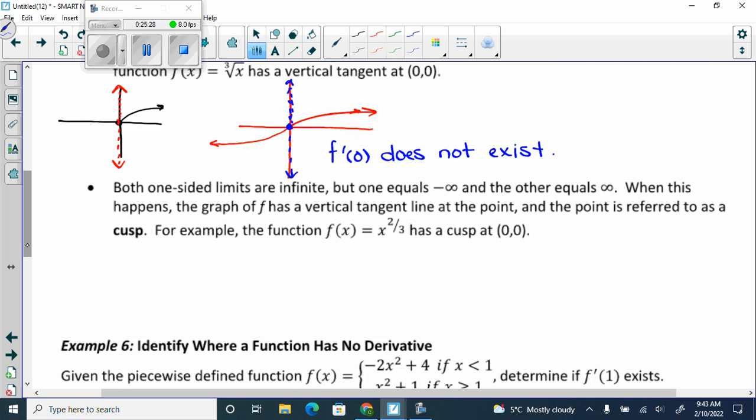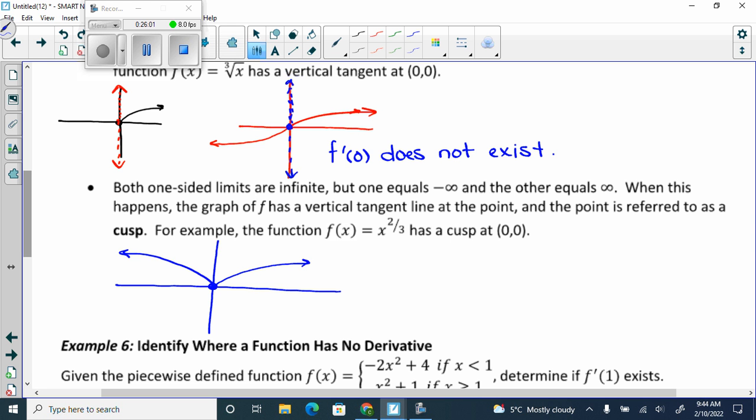This one. Both one-sided limits are infinite, but one equals negative infinity and the other equals positive infinity. When this happens, the graph of f has a vertical tangent at the point, and the point is referred to as a cusp. Here's your cusp word, Shane. A cusp. So let's sketch this one quickly. It looks like this. A point they refer to as a cusp.